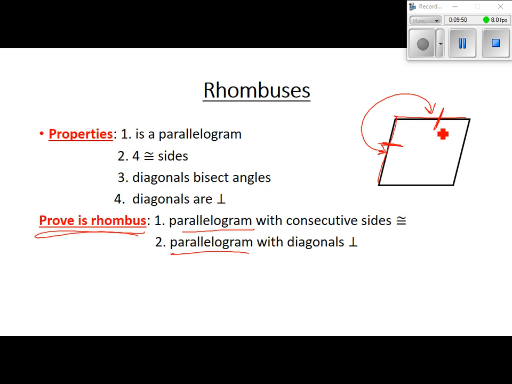The other way to prove it's a rhombus, if we draw in the diagonals, and these diagonals form right angles in here, then it has to be a rhombus. First, again, for each of these shapes, you first have to prove it's a parallelogram. Then you can do all this other stuff.